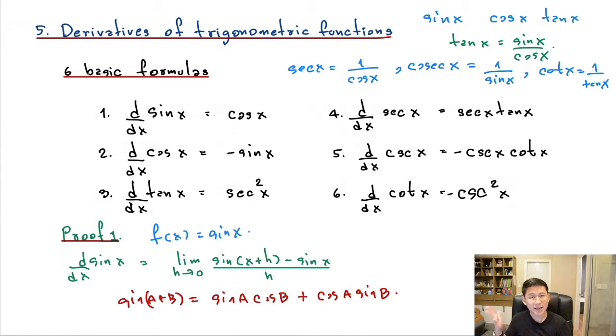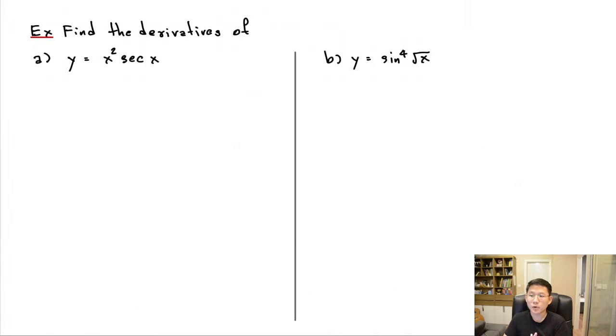So guys, again, let's look at the formulas again. D sine is cos, d cos is minus sine, d tan is sec squared, d sec is sec tan, d cosec is minus cosec cot, and d cot is minus cosec squared. Okay, so let's look at some examples.